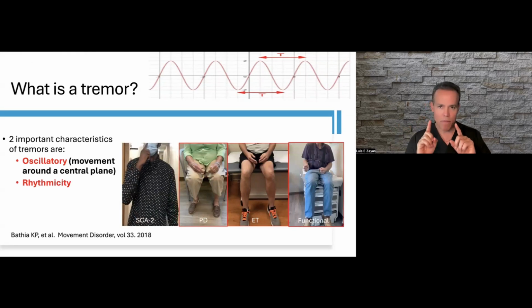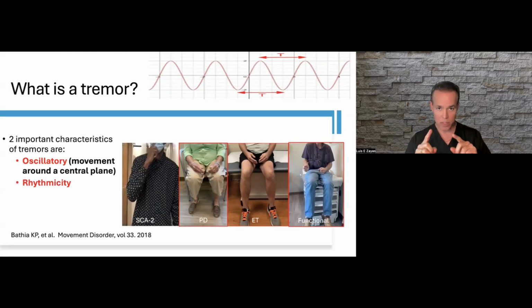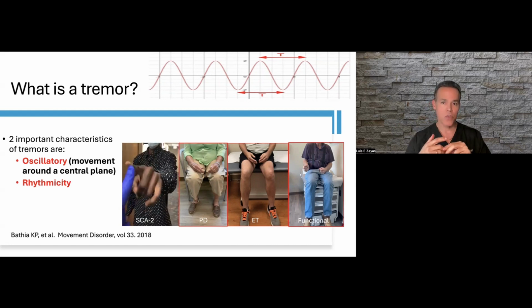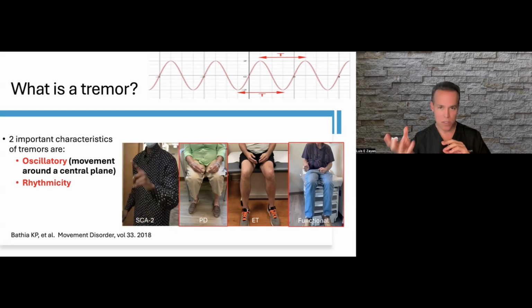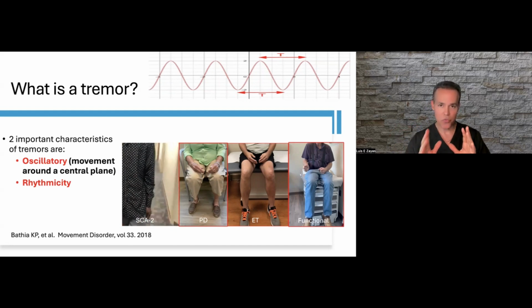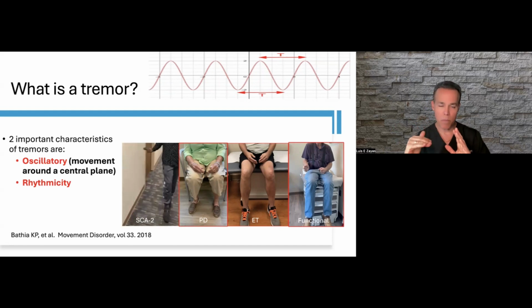In tremors, you have two important characteristics. One of them is rhythmicity. It's a rhythmic movement, usually, not always, because sometimes in patients with essential tremor, the tremor looks jerky, but still they have essential tremor, okay? So don't get fooled by that. But by definition, tremors are rhythmic movements.